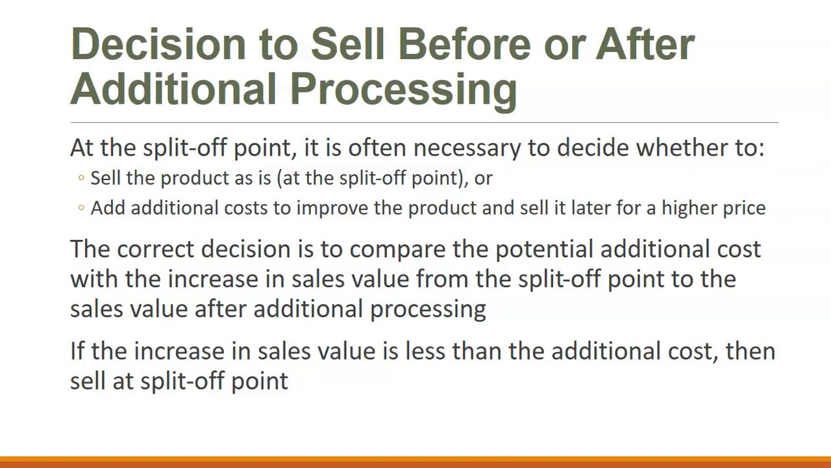At the split off point, we often need to decide whether to sell the product as is at the split off point or to add the additional cost to process further and sell it for a higher price. Whether or not we do that depends on if the additional cost for processing increases the sales value from the split off point. So we have to know how much it costs additionally. So if the increase in sales value is less than the additional cost for processing, then we wouldn't take the advantage to process it further, and we would just sell it at its split off point.